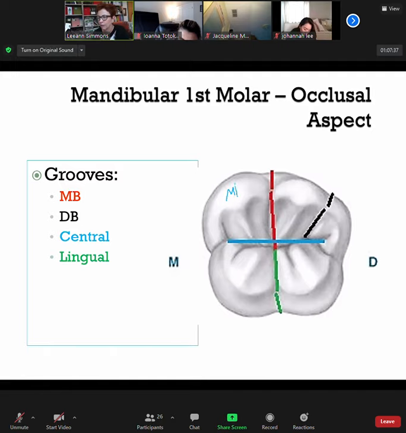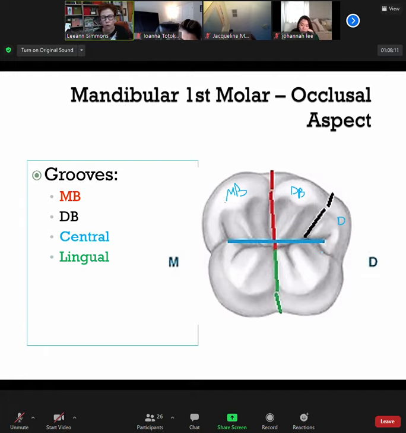Just remember, if there's 2 of something on a buccal surface, one has to be mesial and one has to be distal. So that'll help you with mesiobuccal, distobuccal, and then the extra is distal. The distal is the smallest. Okay, so that's a pretty basic groove pattern.